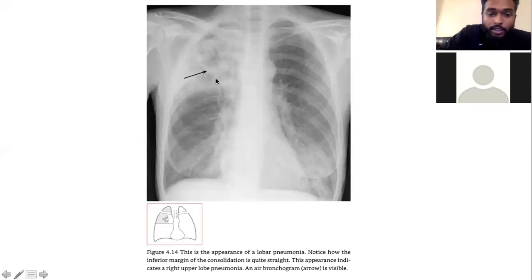Right here, you kind of see it, right? And then this little thing gives you this diagram. So what's happening is basically the alveoli have consolidation, but those respiratory bronchioles and terminal bronchioles still have air in them, so they still look black.